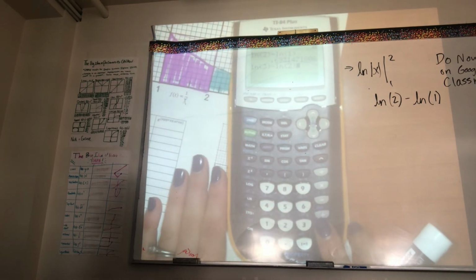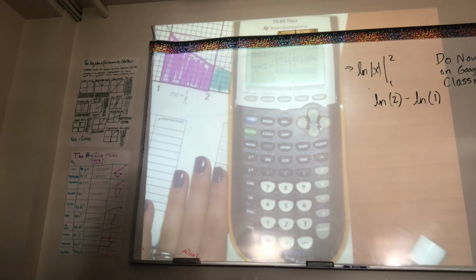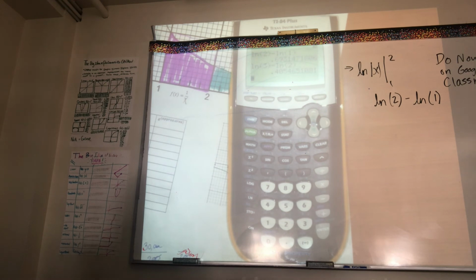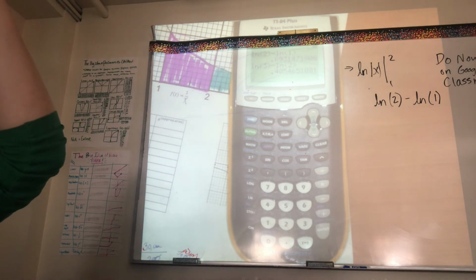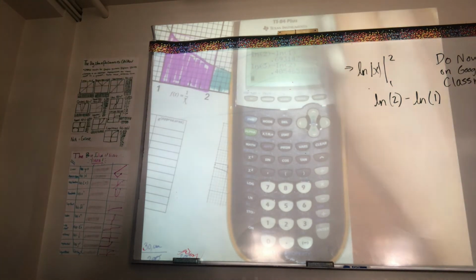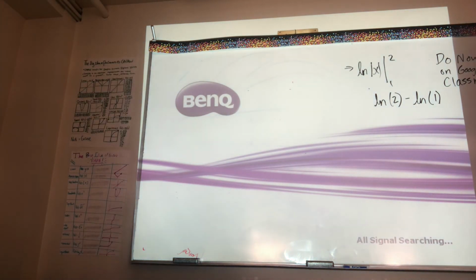Let's see if it's 1/3 or 4/10 or 2/5. 0.405. That's really close to 2/5, which is 0.400. Okay, so that is the fundamental theorem of calculus. You just anti-derive, and you plug in the upper limit of integration minus plug in the lower limit of integration.